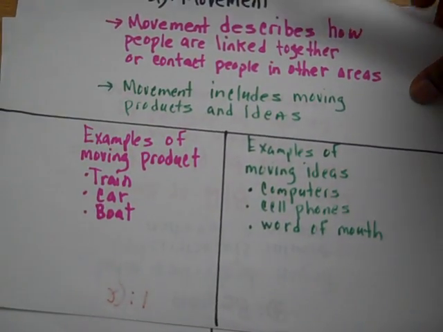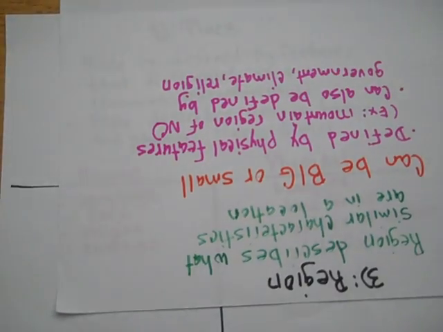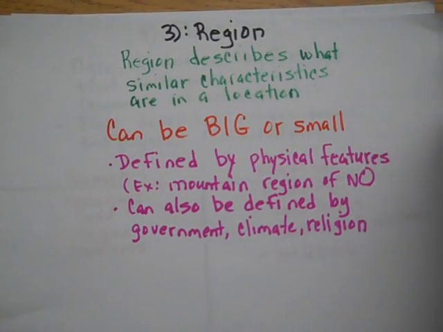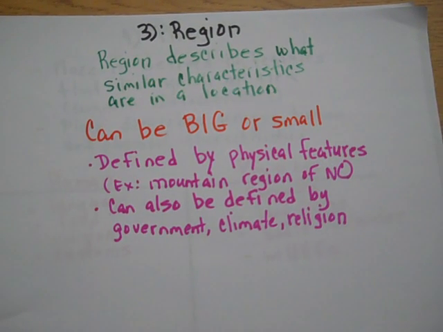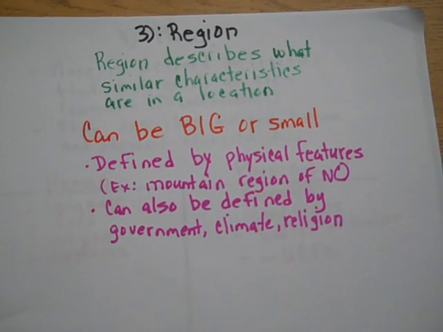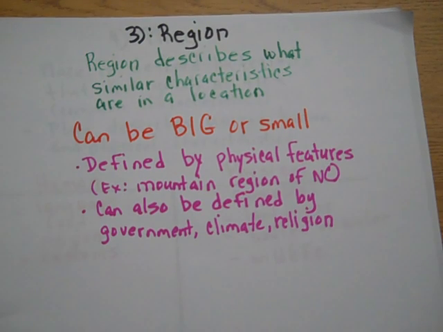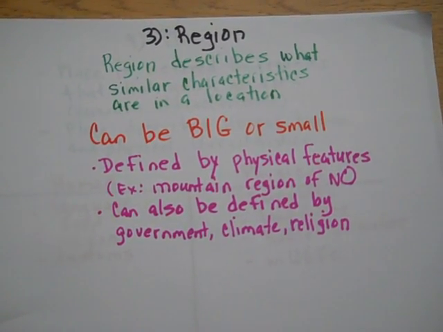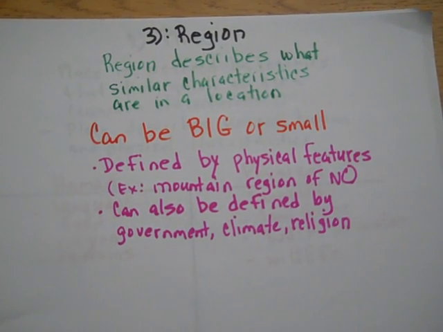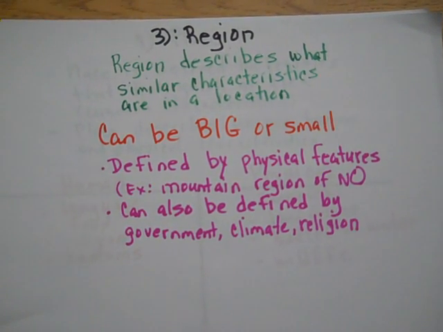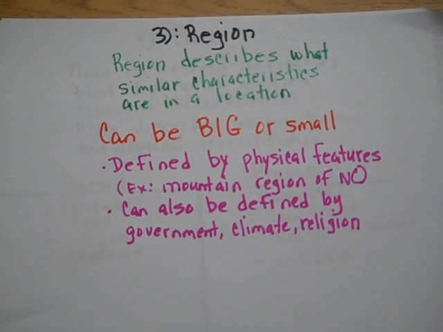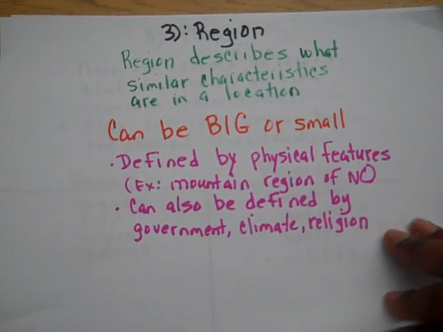The third theme of geography is region. Region describes what is similar about a location. So you have a theme of geography called location. When you're looking at region, you need to ask, what do those locations have in common? A region can be big or it can be small. A region can be defined by physical features, such as the mountainous regions of North Carolina, or you can define it by government, climate, and religion.